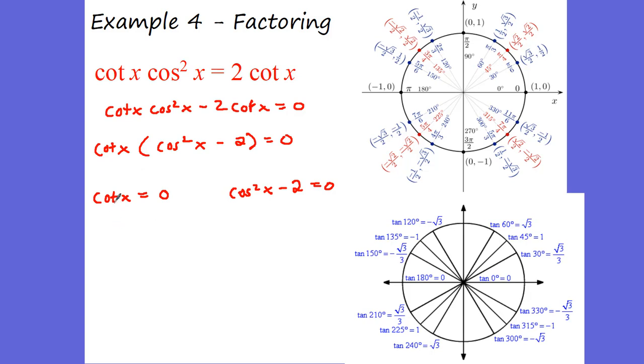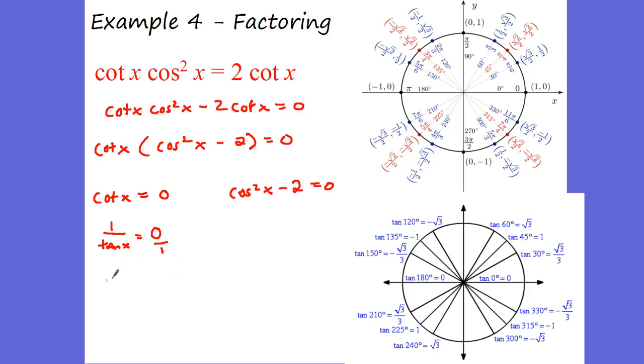Okay, so this one is basically saying 1 over tangent of x is equal to 0. Okay, so when is 1 over tangent of x equal to 0? Well, let's take a look. We know tangent of x is equal to 0 at 0, and tangent of x is equal to 0 at 180 degrees. But where does 1 over tangent of x equal 0? Where does the reciprocal of tangent of x equal 0?